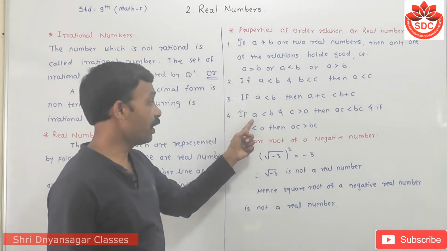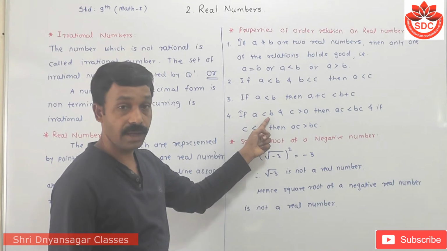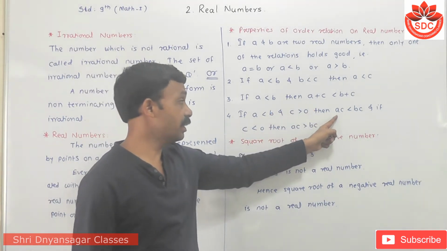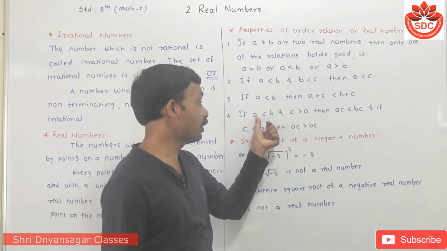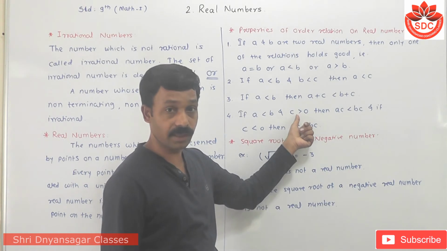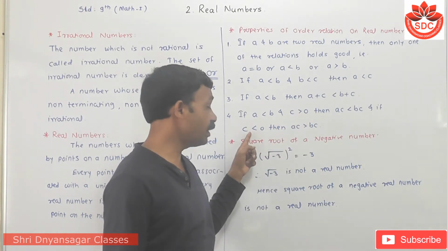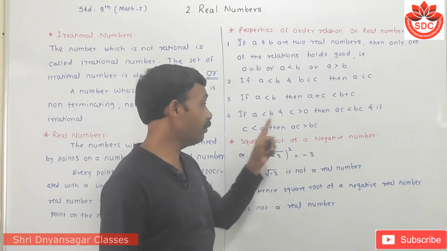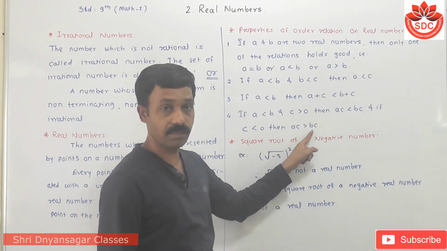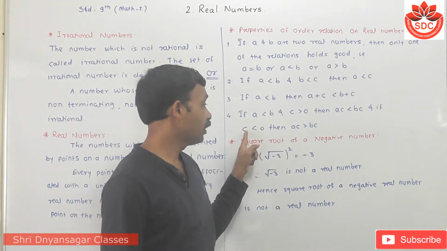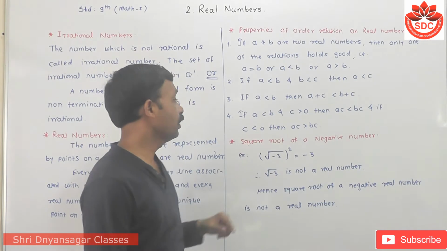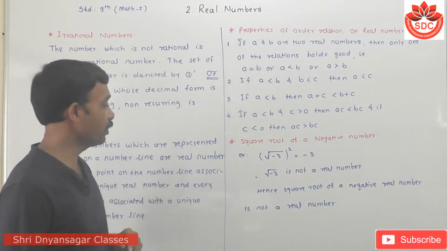The fourth property is, if a is less than b and c is greater than 0, then the product AC is also less than BC, because c is greater than 0 here. And if c is less than 0, at that time the sign changes, means AC is greater than BC, the product of AC is greater than the product of BC. These are the properties of the real numbers.